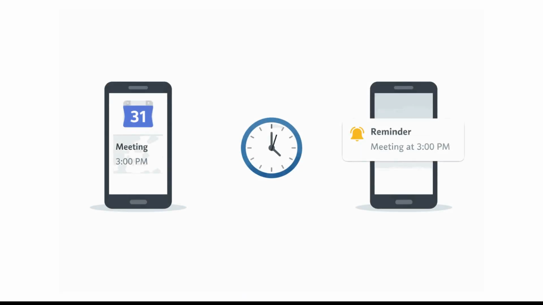Imagine you create a reminder in Google Calendar called meeting at 3 p.m. When 3 p.m. arrives, your phone shows the reminder. But this notification did not come from the internet. The reminder was already saved earlier on your phone. When the time arrives, the phone itself shows the notification. So this is called a local notification. It's scheduled and triggered directly on the device.